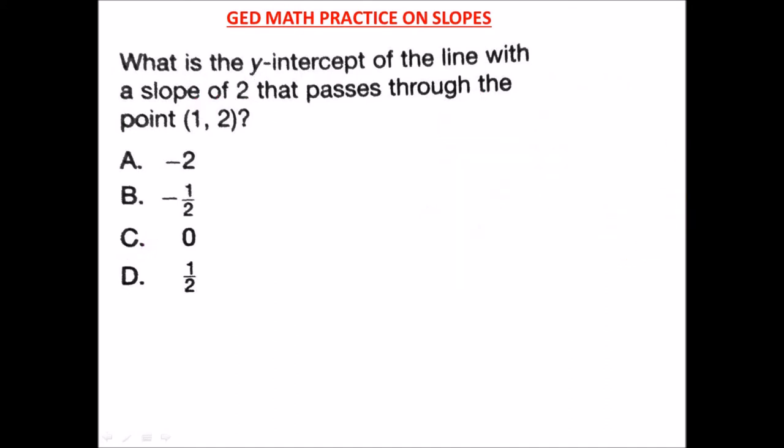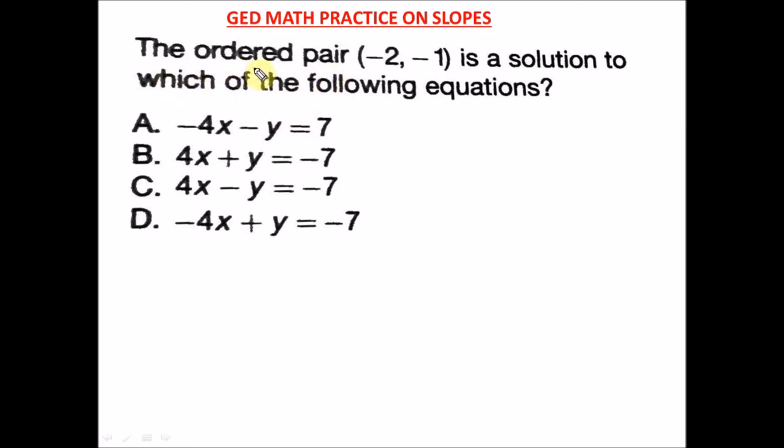Our final question says the ordered pair (-2, -1) is a solution to which of the following equations. What this simply means is just slot in the values as x and y, and test on all these options. Whichever gives you the correct value on your right-hand side is the solution to the equation.